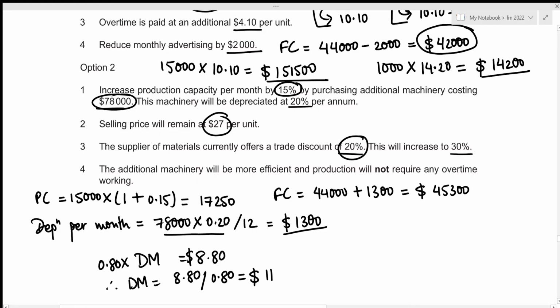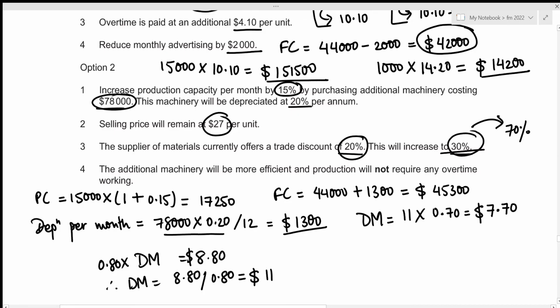Alright, and now we are told that the trade discount will increase to 30%. So the actual direct materials now would be 11 times the value that we receive after giving 30% discount, which means that we now only need to pay for 70%. So that's times 0.70, which gives the new direct materials per unit to have the value of 7.70.